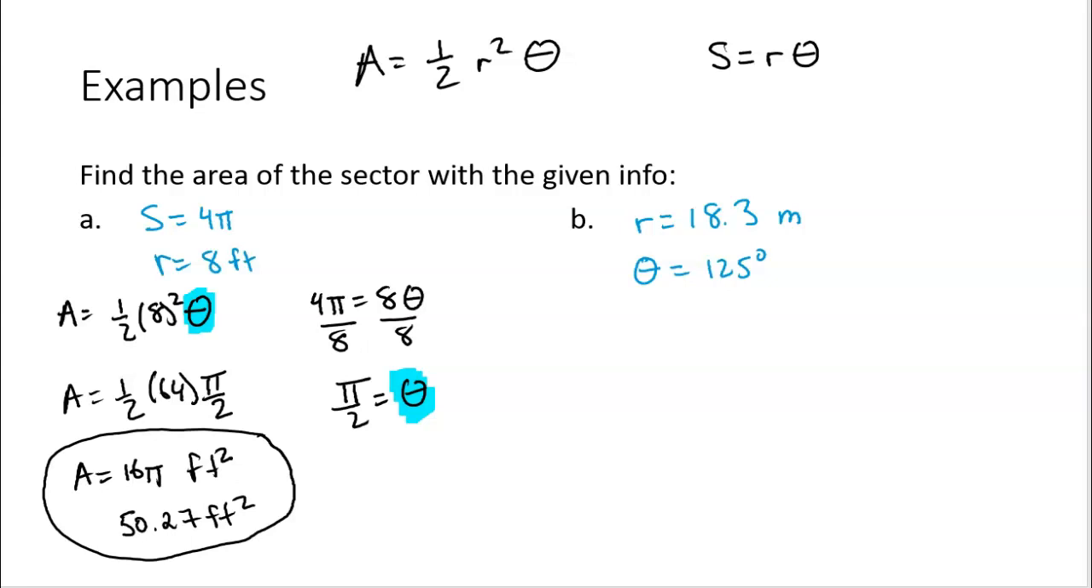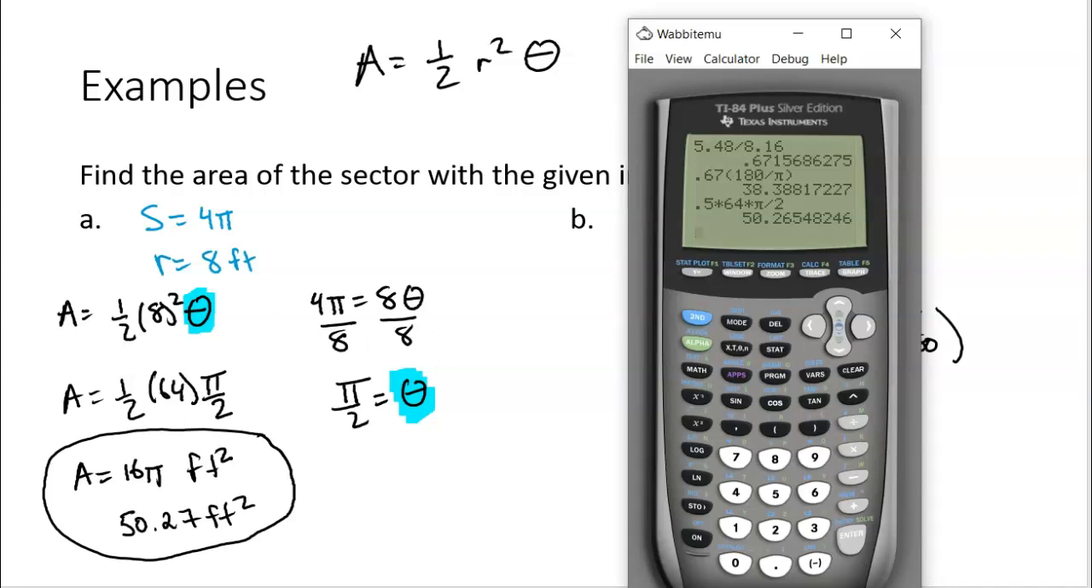Okay, so again, what do I know? I know that I don't know what my A is. So I have 1/2 times my radius of 18.3 squared. And theta is 125 degrees. I need that to be in radians, so I'm going to multiply that by pi over 180. This will give me 125 pi over 180. I only needed one equation. That was lovely.